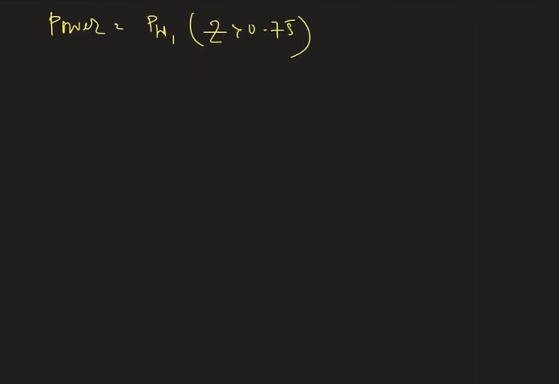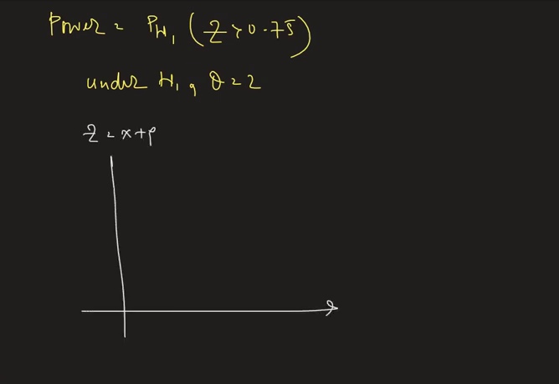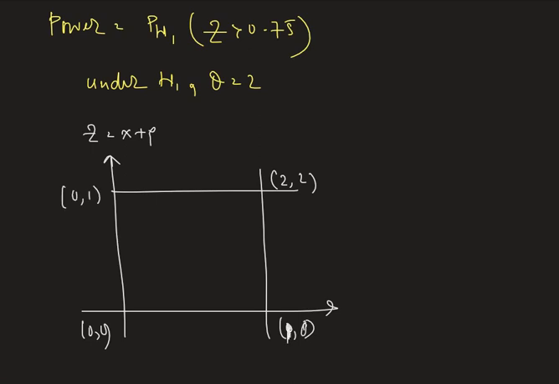Okay, now under H1, or under the alternative, the value of theta is 2. Therefore, the pictorial representation of z equals x plus y looks like this, where this point is (2, 2), this is (0, 0), this is (1, 0), and this is (0, 1).